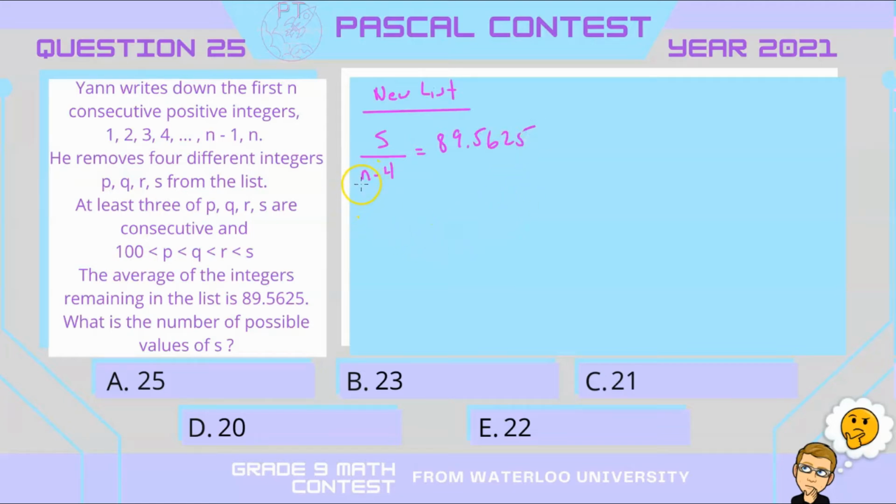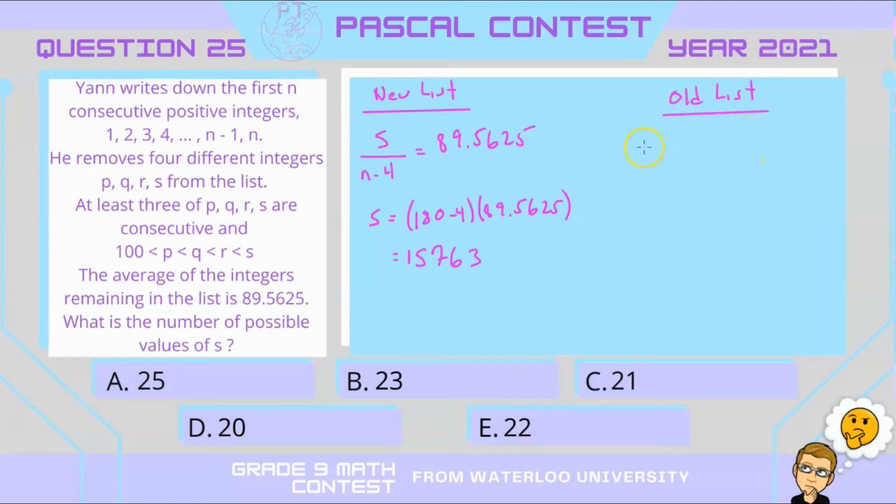Now I know what n is, so I could figure out what the sum of all those integers is. It is going to be n minus 4, which is 180 minus 4, times that average, 89.5625. And so we know now that the sum of our new list is 15,763. Well, what about the original list, before 4 integers were removed?